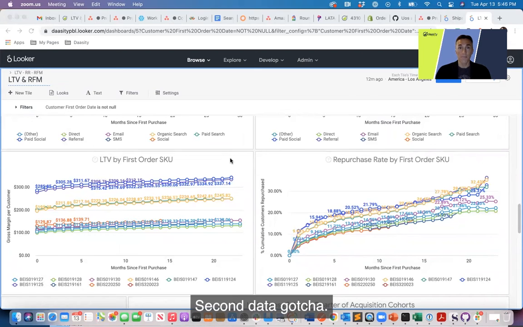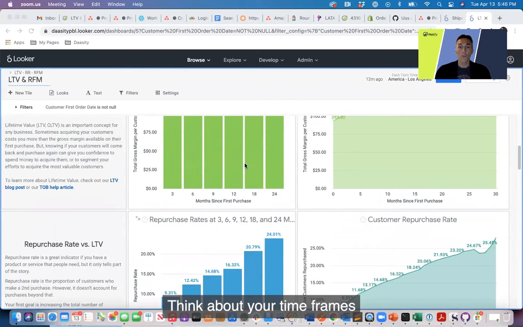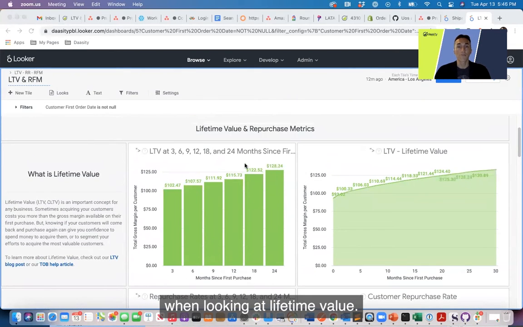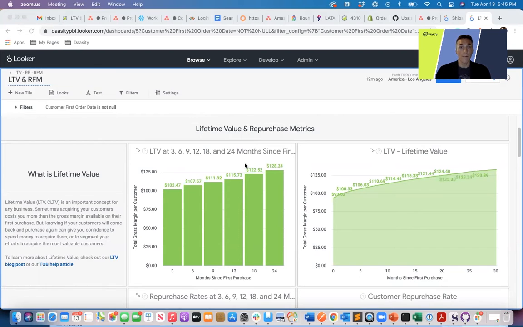Second data gotcha, think about your time frames when looking at lifetime value. So again, just saying, well, my lifetime value is $100. All right, over what time frame? Is that within their first 6 months, within the first 12 months, 24 months? Obviously, big differences there, right? Most merchants, most investors like to look at lifetime value at different time points. So what is it after 6 months, 12 months, maybe 18 months, 24 months?